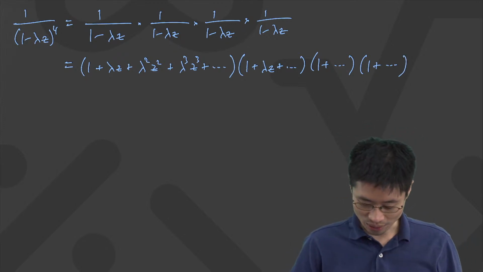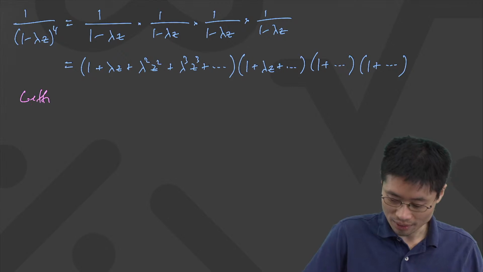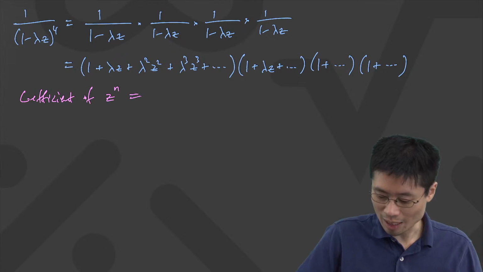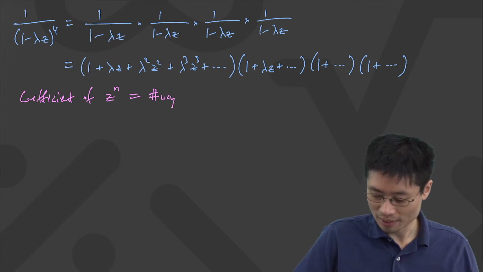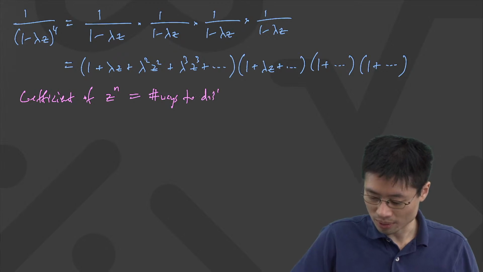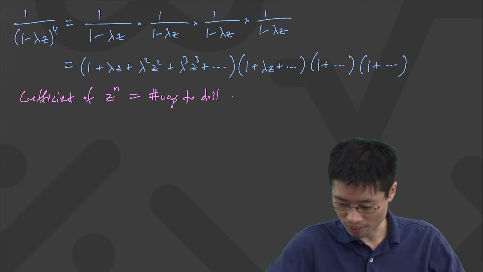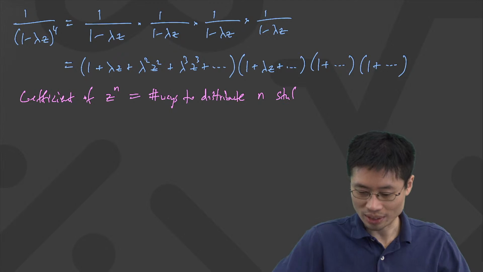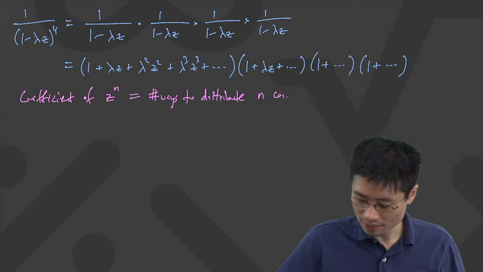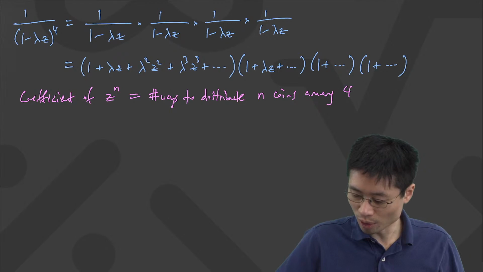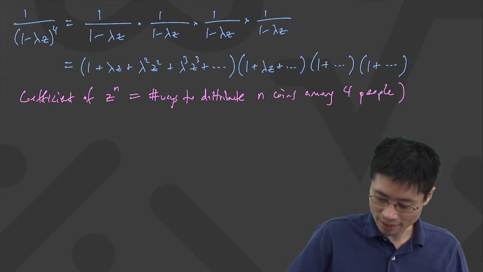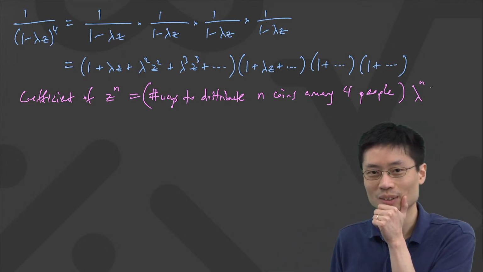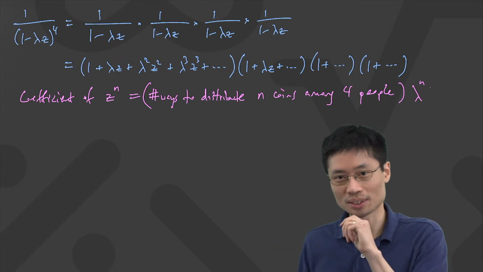Okay, is there a good reason why the coefficient of z to the n just so happens to be the number of ways to distribute n stuff, coins, call them coins, n coins among 4 people, and that thing times lambda to the power n? Why would that be? Because that's what we just found out. We just found out it was n plus 3 choose 3.